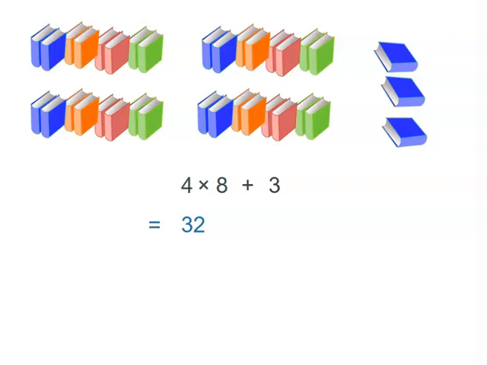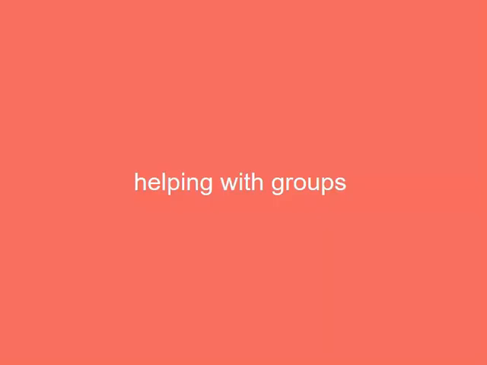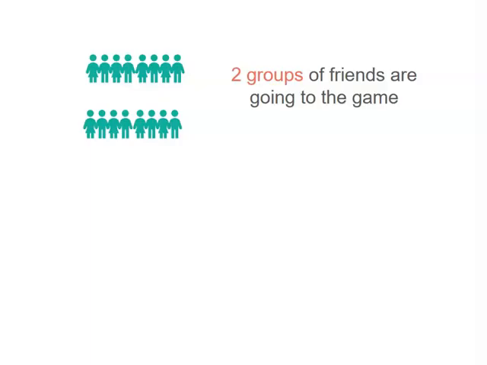So that's a good way to work out a lot of things first, and then we add 3 more. 32 plus 3 equals 35. So by working out how many books are in our groups first, we don't have to count those ones individually. Let's have another look at an example where groups really help us.